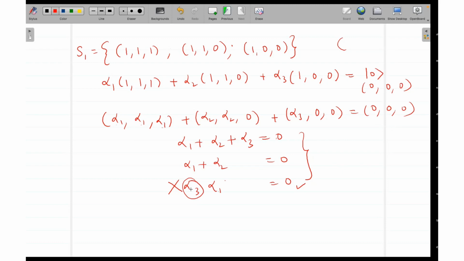But anyway, now that alpha 1 is 0, what are the solutions possible? All the three being 0. So all of them are zero. Linear combination alpha 1 v1 plus alpha 2 v2 plus alpha 3 v3 equal to 0 gives all alphas 0. So this is a linearly independent set.